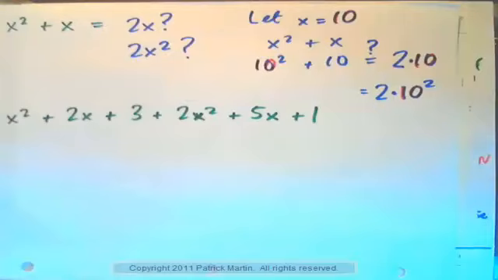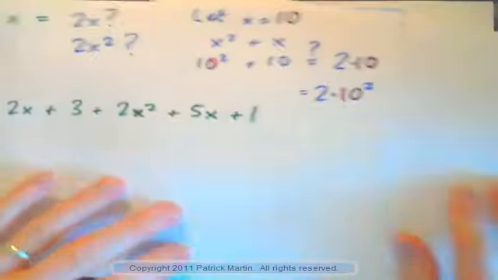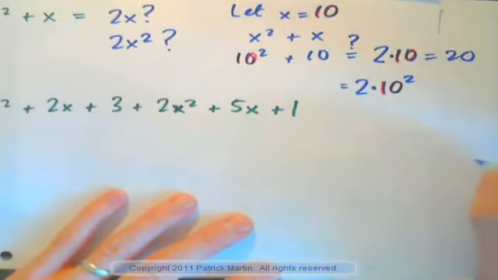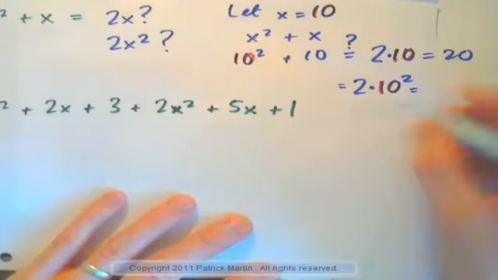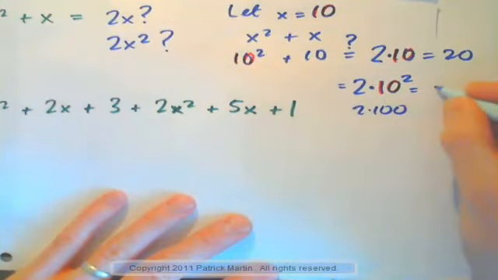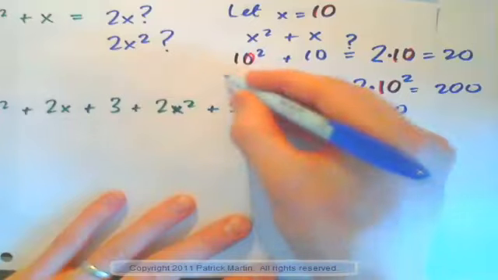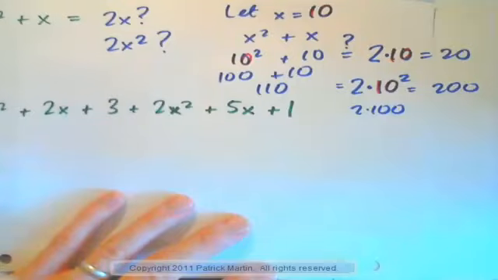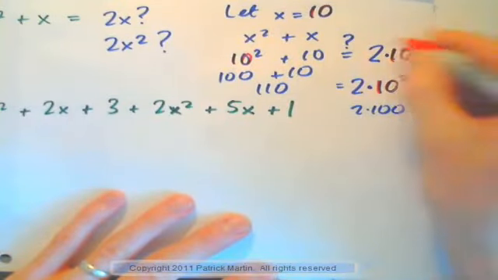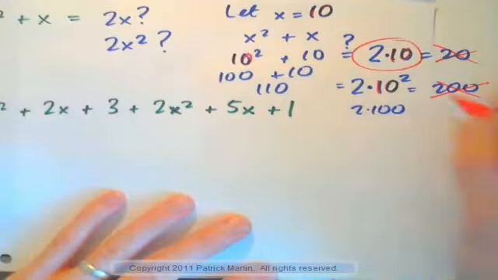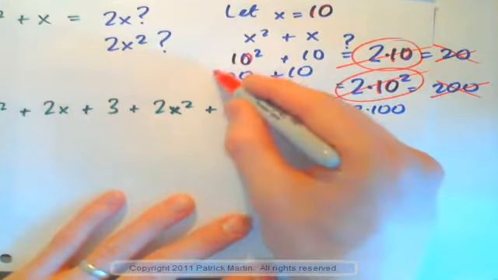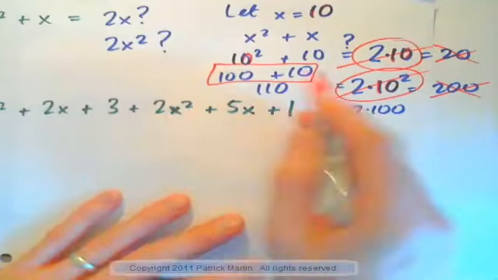What's the correct answer? Can we see what's going on here? Well, 2 times 10 is 20. 2 times 10 squared is 2 times 100, isn't it? Which is 200. But we know 10 squared is 100, plus 10 gives 110. So 20 is not correct. 200 is not correct. The answer is 110, which is 10 squared plus 10.